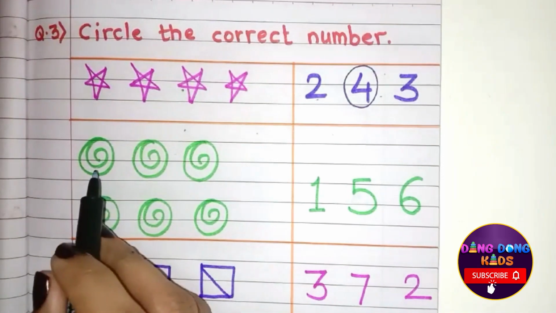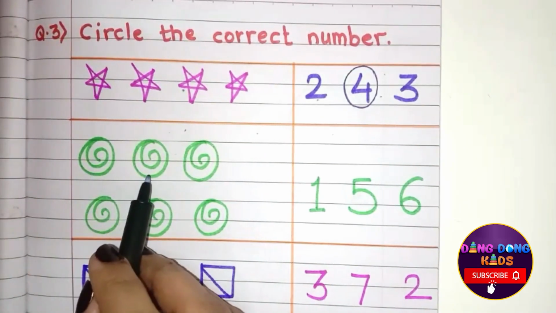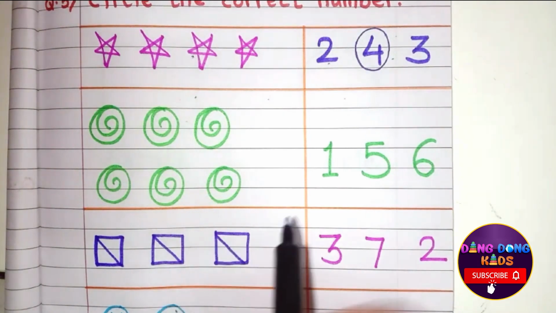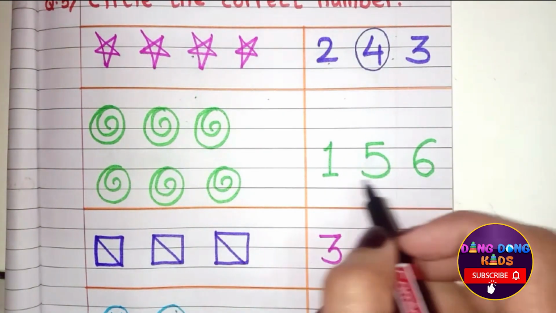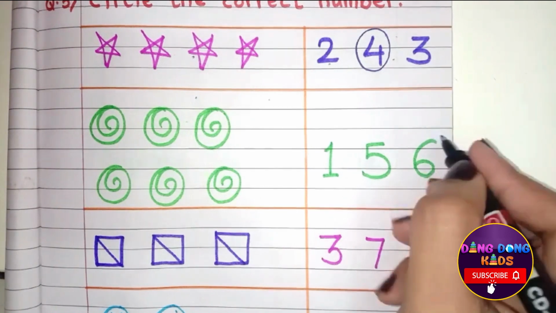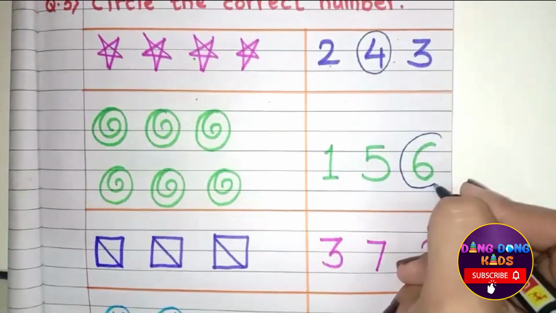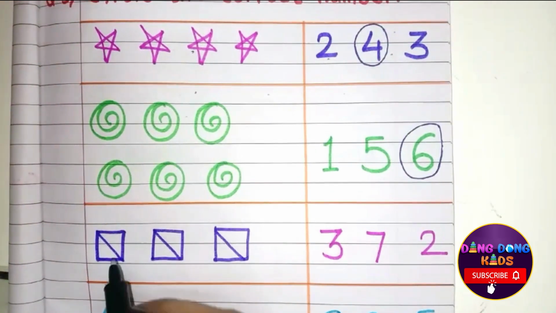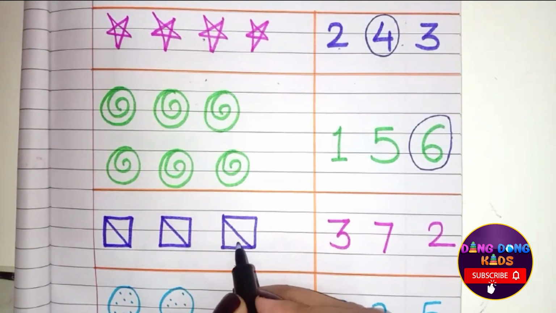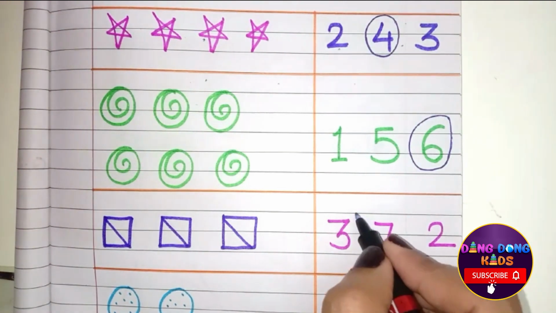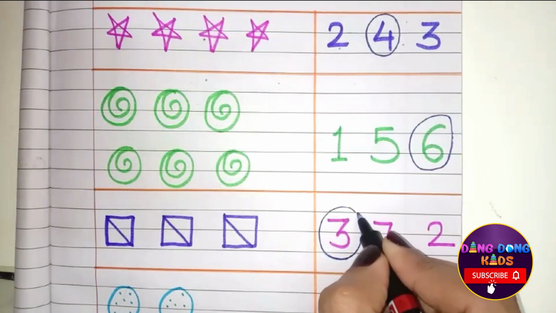Second question. 1, 2, 3, 4, 5, 6. Identify where is number 6. Here is 1, here is 5 and here is 6. Circle the number 6. Third one. How many squares are given? 1, 2, 3. Find out where is number 3. Here is number 3. Let's circle.